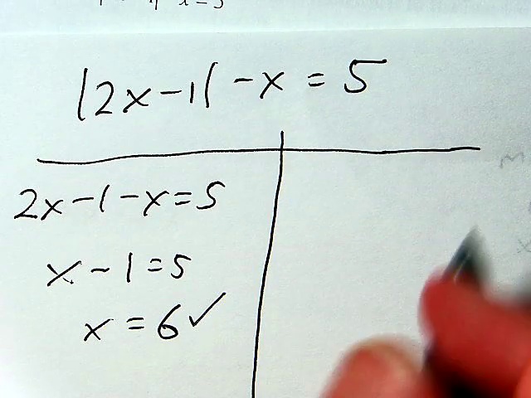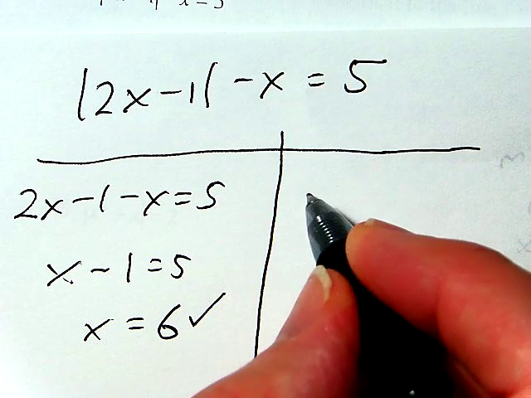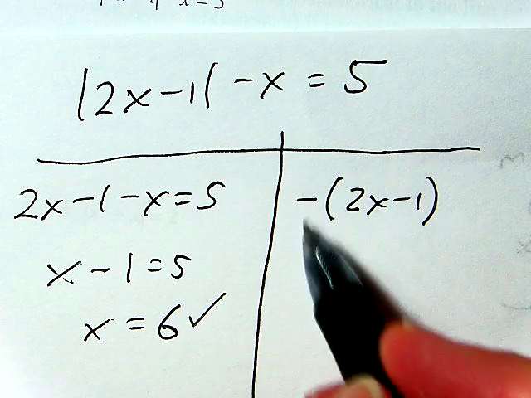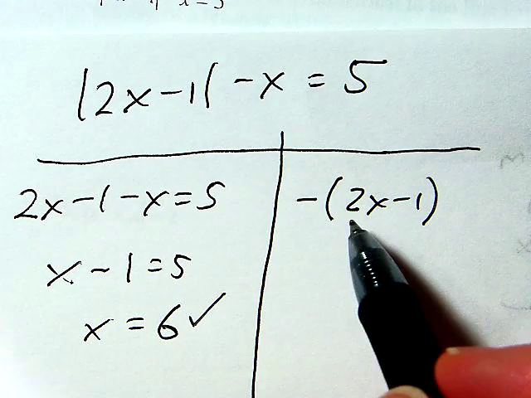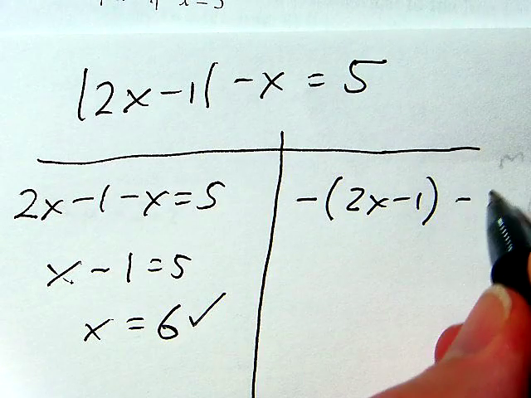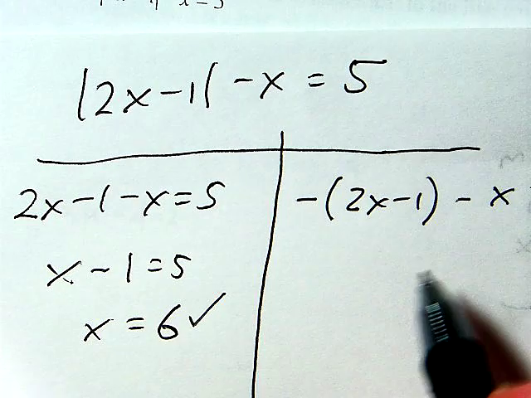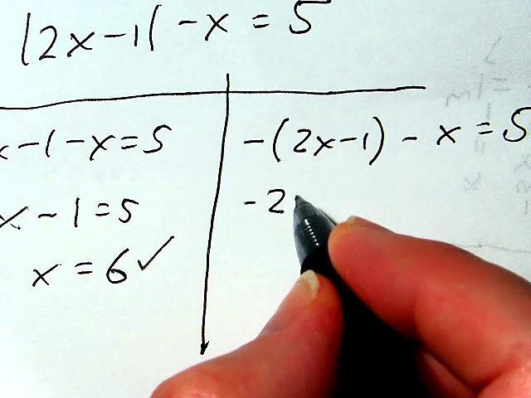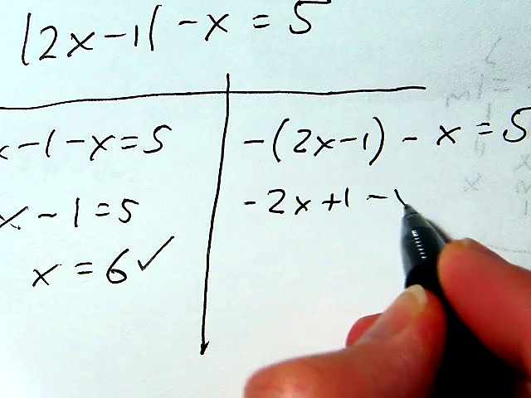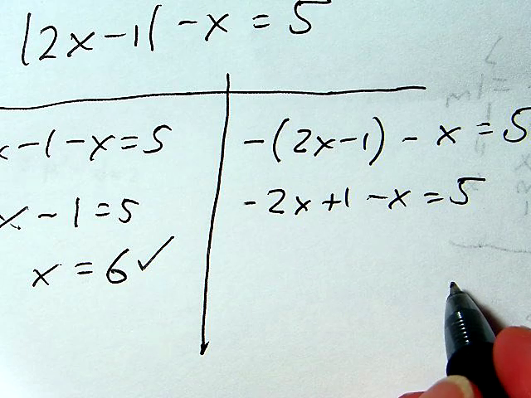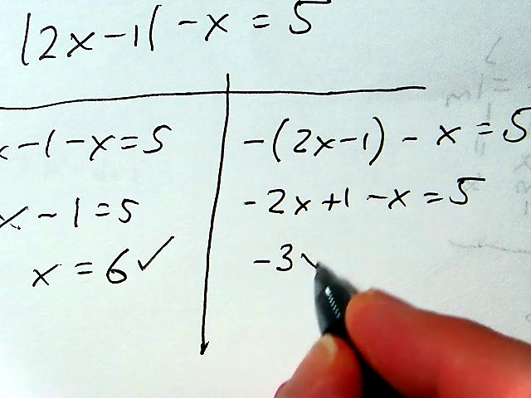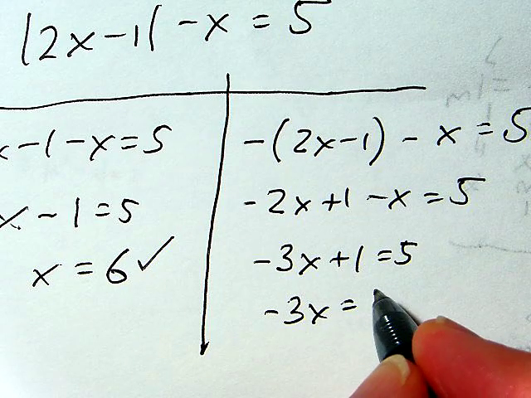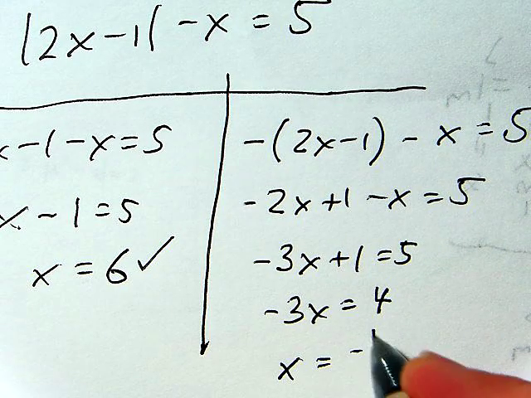The second possibility is that 2x minus 1 is a negative, in which case we want to do negative 2x minus 1, notice we're putting the negative just in front of the 2x minus 1, because that is the term that could be negative, could be positive, minus x equals 5. That is the only term we're putting a negative in front of. Let's solve this and see if that solution might work. Distributing the negative sign, negative 2x plus 1 minus x equals 5. Let's combine like terms and simplify. We get negative 3x plus 1 equals 5. Negative 3x equals 4, or x is equal to negative 4/3.